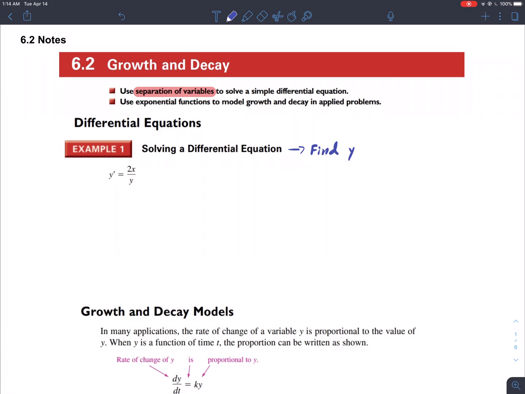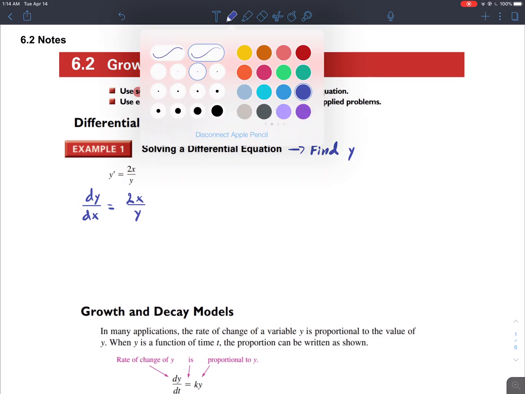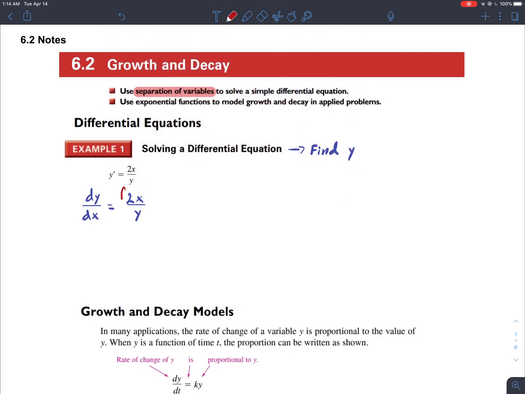So if I look at this first equation, the first step is to rewrite y prime as dy dx. I'm going to use Leibniz notation. So dy dx equals 2x over y. Then I'm going to integrate both sides. Nope, I'm sorry. Before I integrate, I have to separate the variables, as it says here, separation of variables. So I'm going to multiply by y, get all the y's on one side, and multiply by dx, so I get the variable x's on one side.